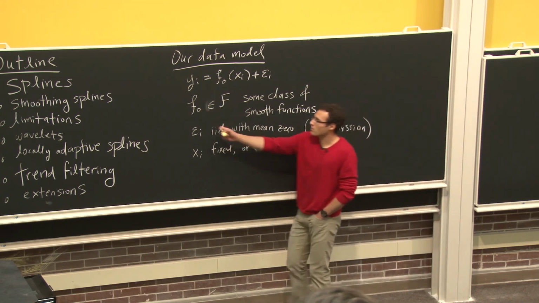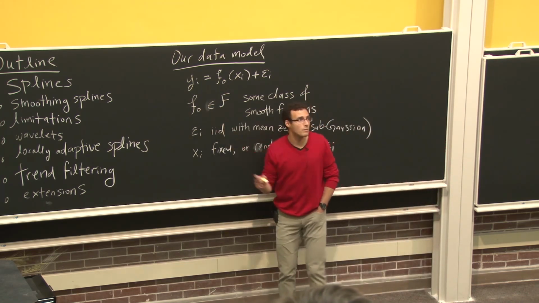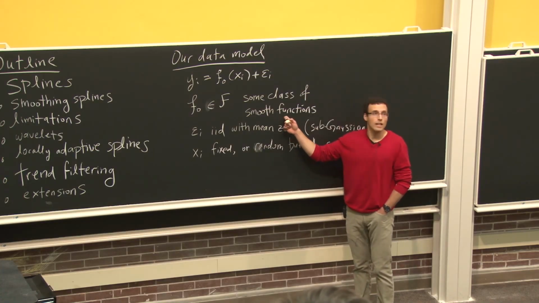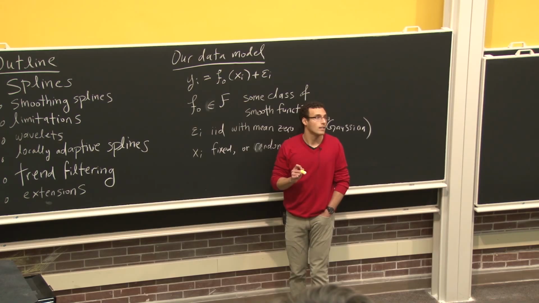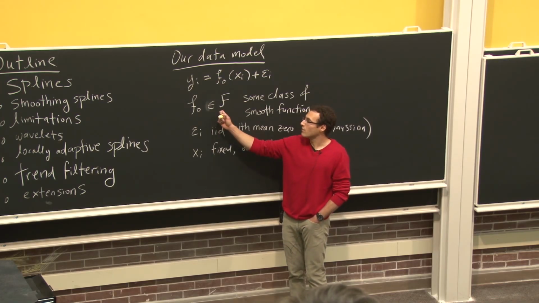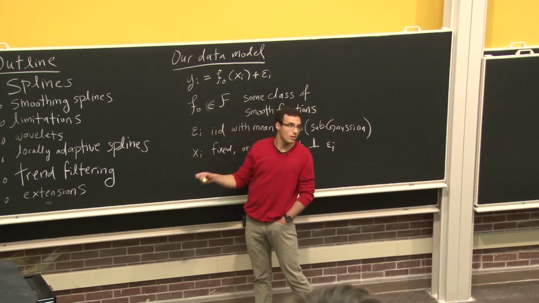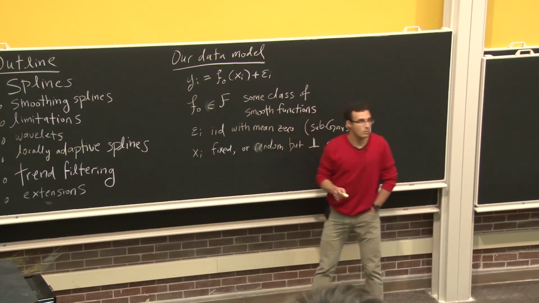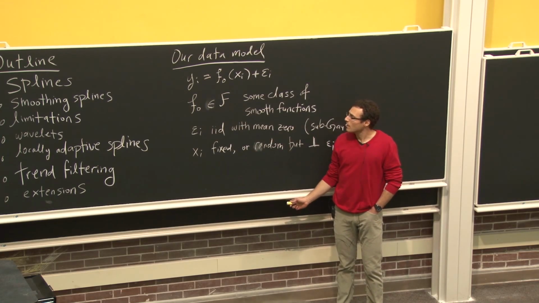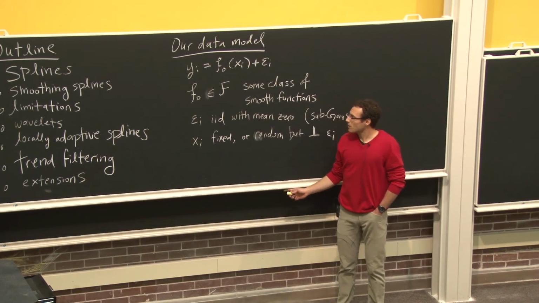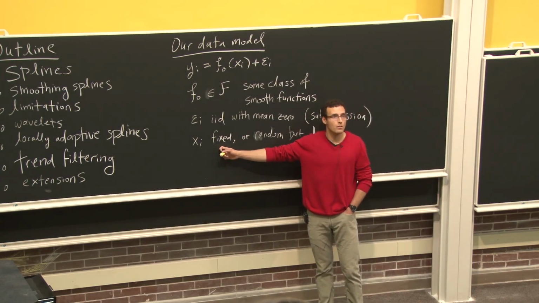What are the types of functions we're going to be thinking about today? We're going to be thinking about smooth functions, and we're going to define that specifically with respect to some class. So we'll have different classes in mind for the different methods, and I'll make that clear. But think about f0 being in some class script F of smooth functions. And lastly, for the inputs, or the predictors, we're going to think about them as fixed today.